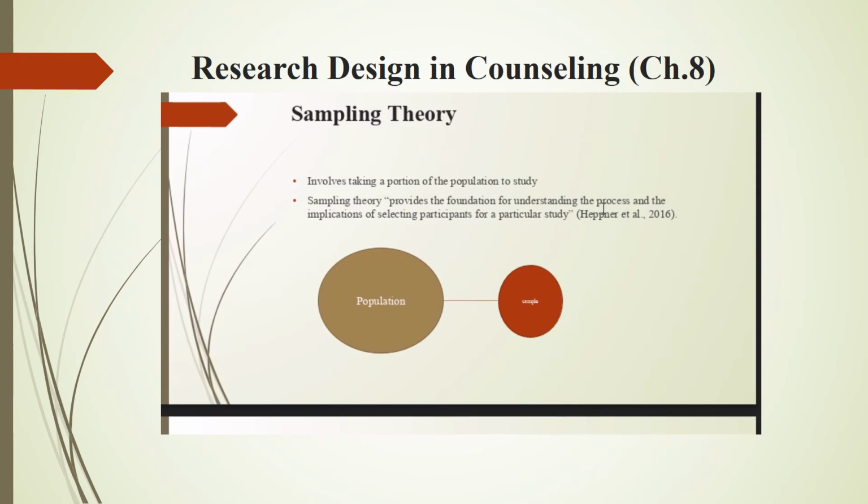So we have the population that we are wanting to get some research about and learn some more things about. And so in order to do this effectively and well, we're going to take a portion of the population, which is going to represent our sample. Sampling theory provides the foundation for understanding the process and the implications of selecting participants for a particular study, as we see in the Heppner text.